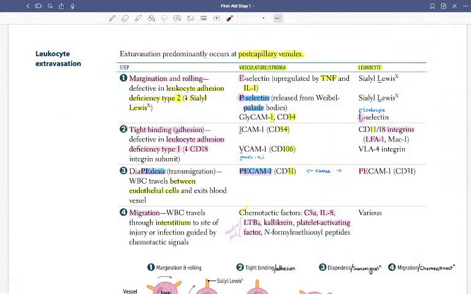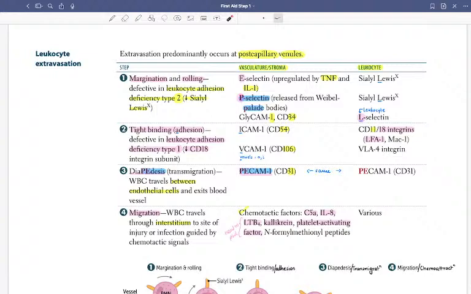Margination, rolling, leukocyte adhesion. Margination and rolling: E-selectin, upregulated by interleukin 1 and TNF alpha; P-selectin released from Weibel-Palade bodies; GlyCAM and CD34. These are the mediators: what is present on vasculature and stroma, and what is present on leukocytes. First is margination, then rolling, then tight binding adhesion, then diapedesis, then migration.